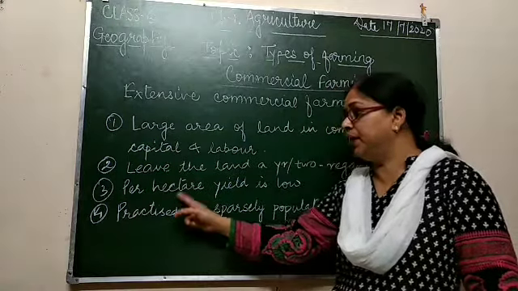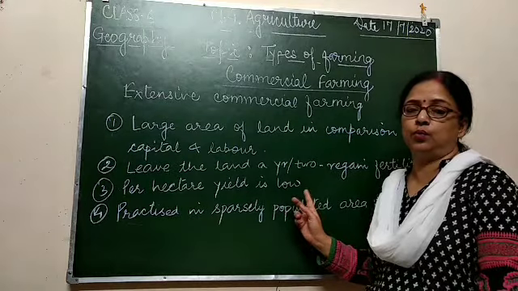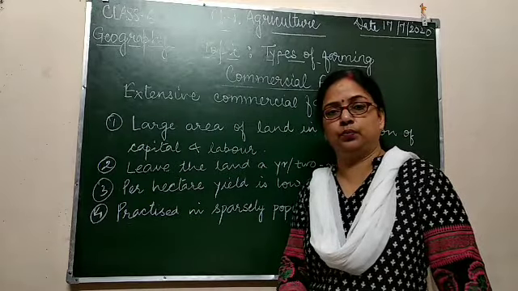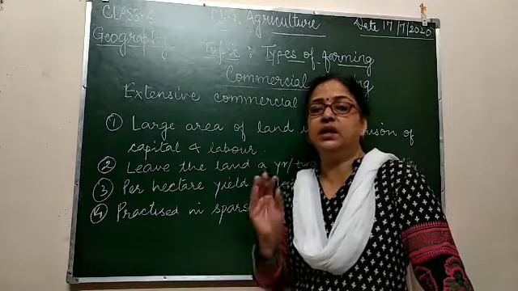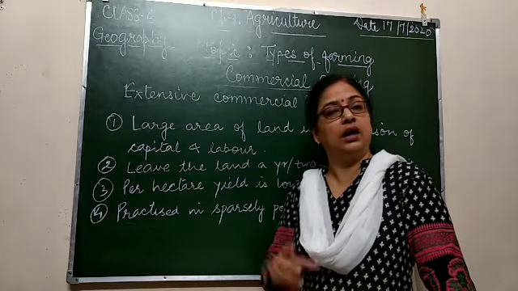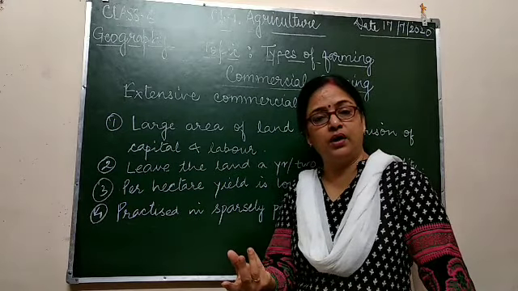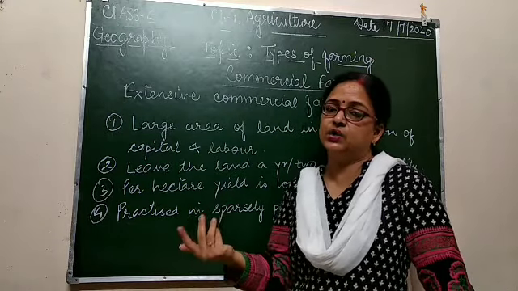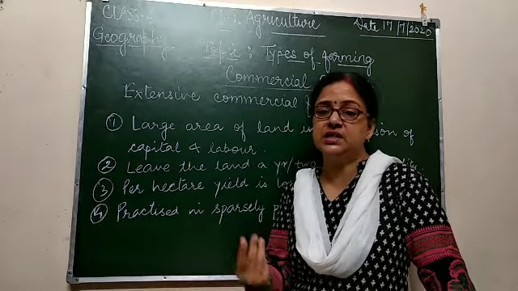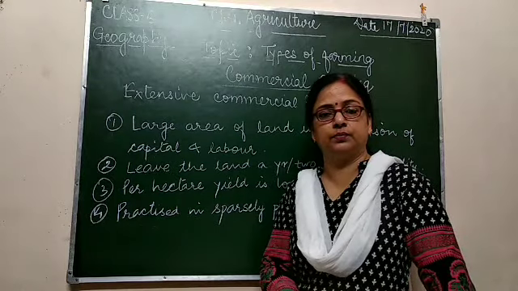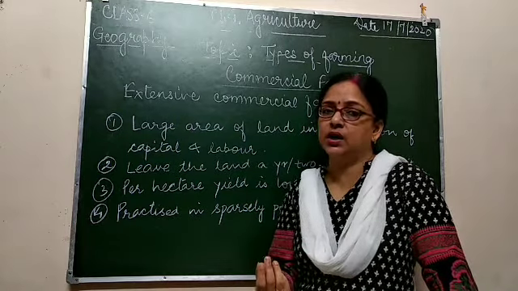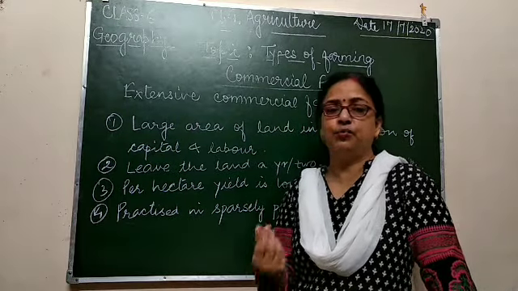Next, the per hectare yield is very low. Per hectare of land area wise, it is very low. It is because there is a lack of labor employed on the land. Less number of laborers are employed, whereas the land is very large. Plenty of land is available, but there is a scarcity of labor. That scarcity of labor is overcome by the use of machines.